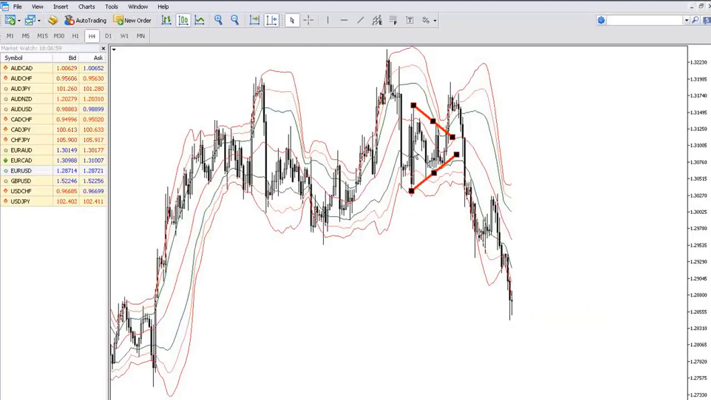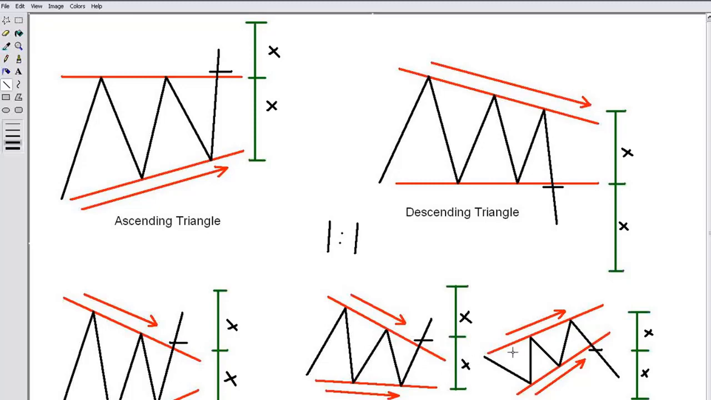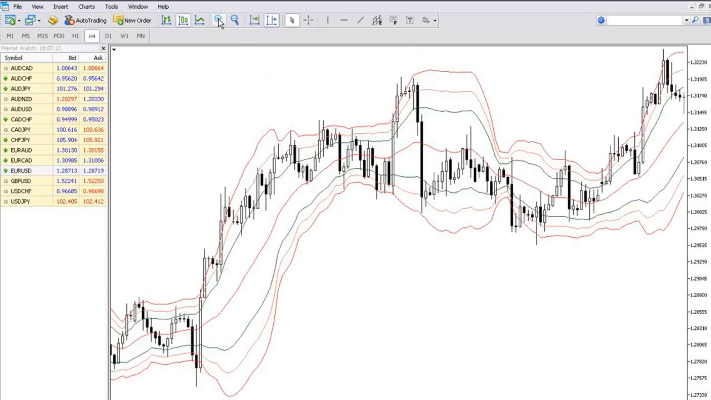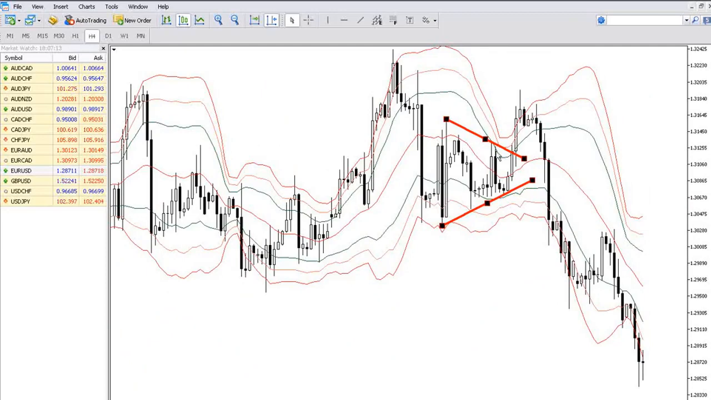Now, if this was a wedge, i.e., one of these on the right hand side at the bottom, we'd still trade the same. Everything is exactly the same. The only difference is obviously where the lines are pointing. So I'm just going to zoom in a little bit for you here.